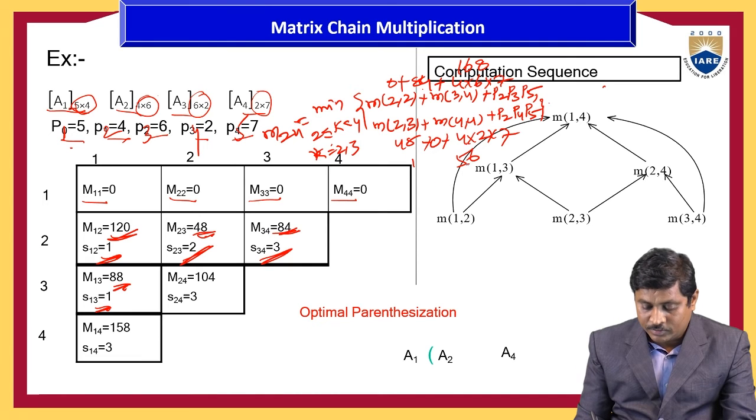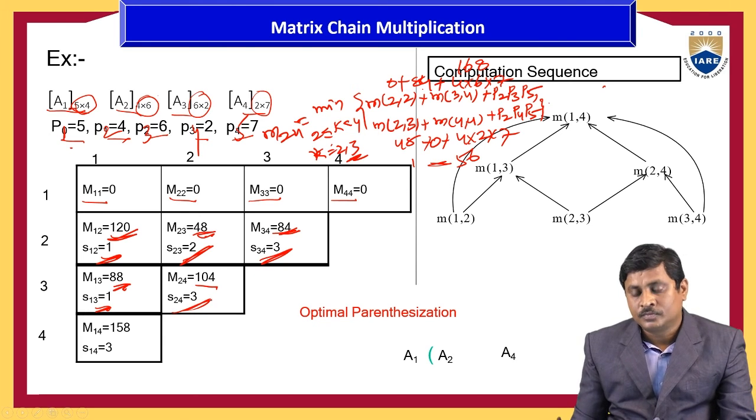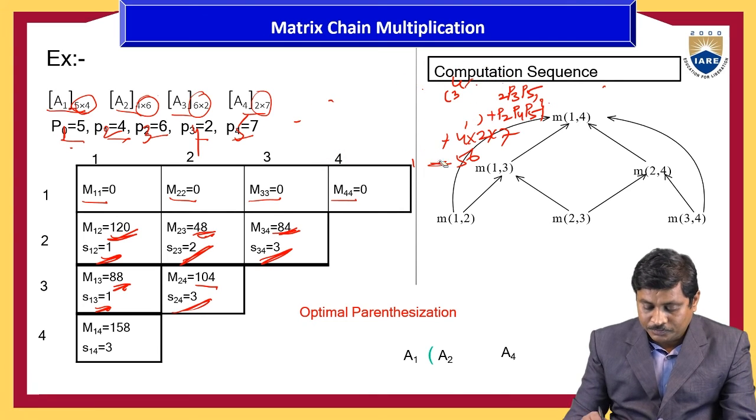So this is the least value. The least value is 104, for k equal to 3. Next, find the last value, M14.